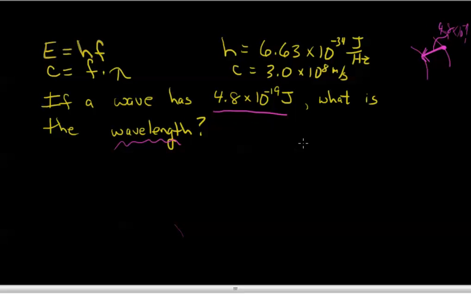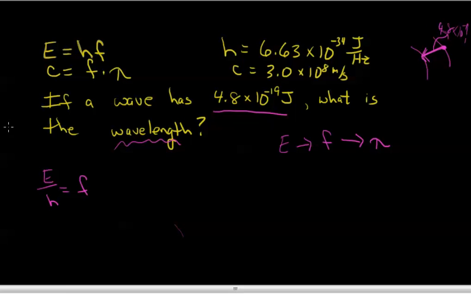Well, let's think about this. If I know the energy, do I know how to find the frequency? Sure. I take the energy divided by Planck's constant, and that will give me the frequency. Well, if I know the frequency, do I know how to find the wavelength? Sure. I take the speed of light divided by the frequency, and that leaves me with the wavelength.